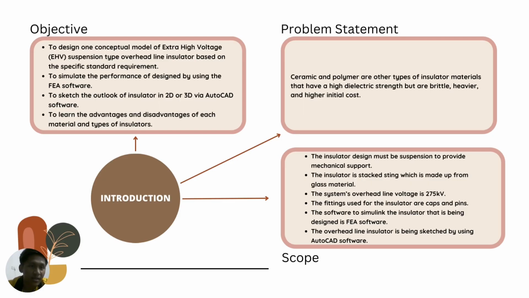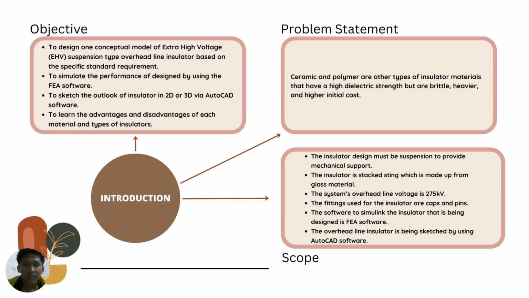Okay, next, about the objectives. The main point is to design the EHV insulator and simulate the performance of the design using VIA software. The third is to sketch the outlook, whether in 2D or 3D, using AutoCAD software. And the last one is to learn the advantages and disadvantages of each material and type of insulator.